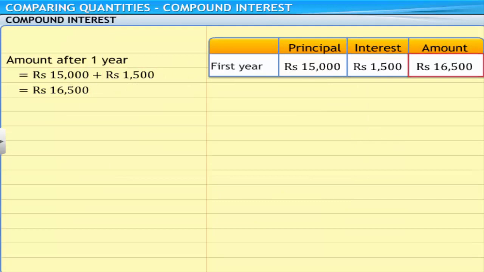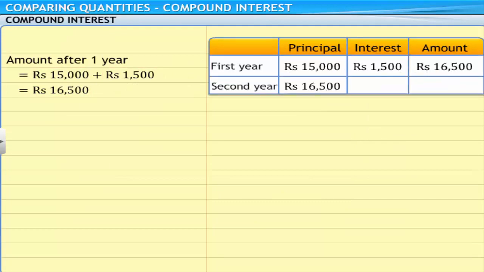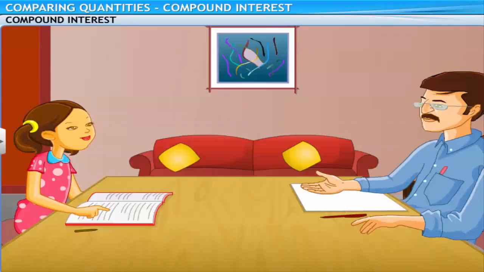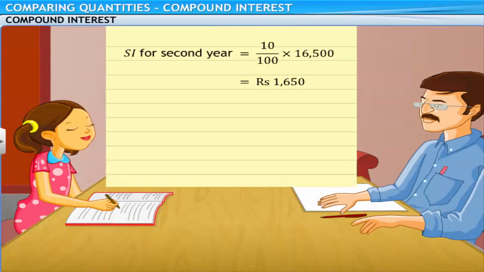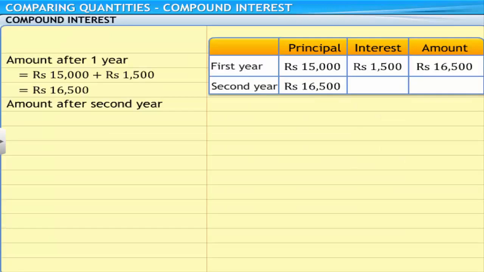This amount will now act as the principal for the second year. Now tell me, how much interest will you get on this principal amount? The interest for the second year will be rupees 1,650. Right, Dad? Right, Alice. Thus the amount after the second year will be the principal for the second year plus the interest. That is rupees 16,500 plus rupees 1,650, which is equal to rupees 18,150.